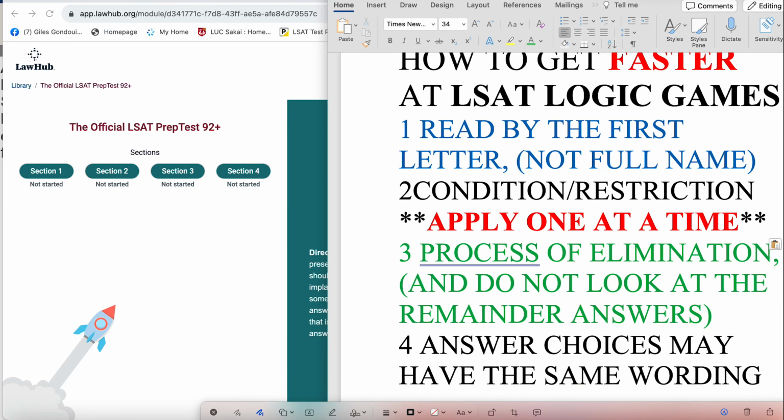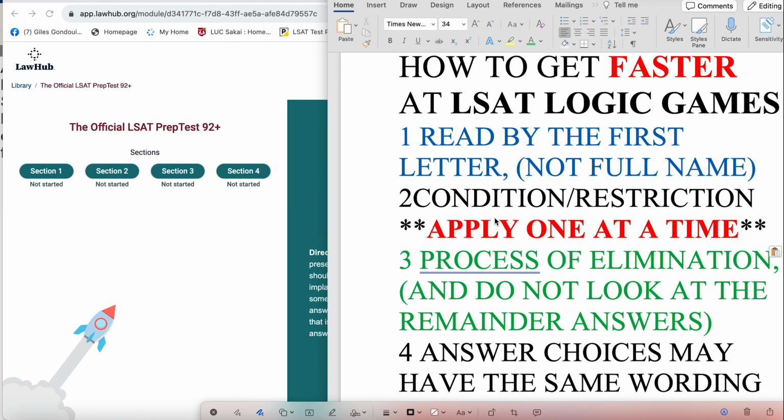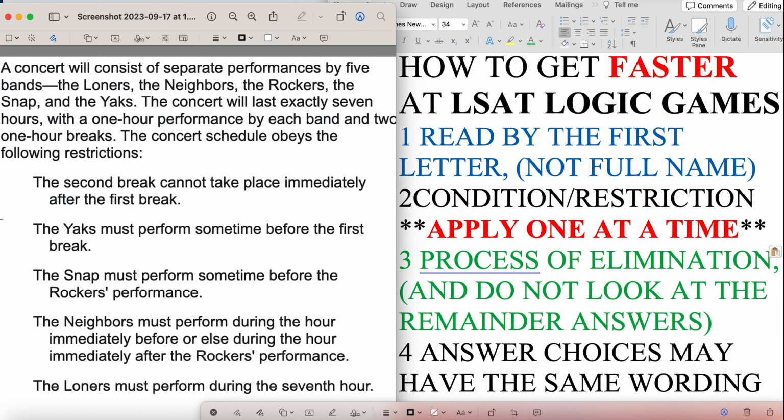Hello you guys, today I'm going to give you a video on how to get faster at LSAT logic games. One way to get faster is by reading by the first letter, not by the full names, and I have an example here to work off of, Law School Admission Test 92, Game 1.